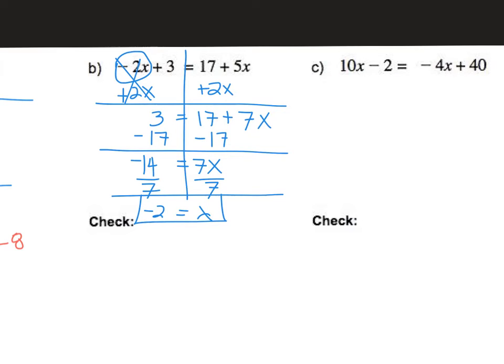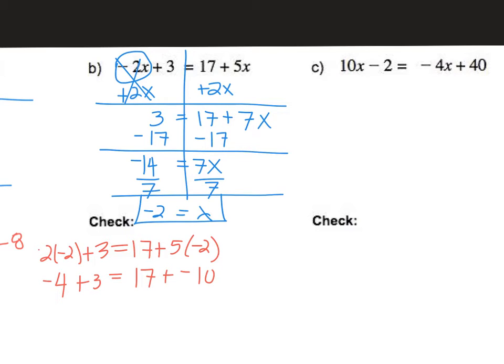And a quick check, we'll plug this back in. Negative 2 times negative 2 plus 3 equals 17 plus 5 times negative 2. So plugging in negative 2 for x in the original equation. Here's what we get over here. Here's what we get on this side. Oops, this will be a positive 4 because we have 2 negatives. So we get 7 equals 7, which is true.